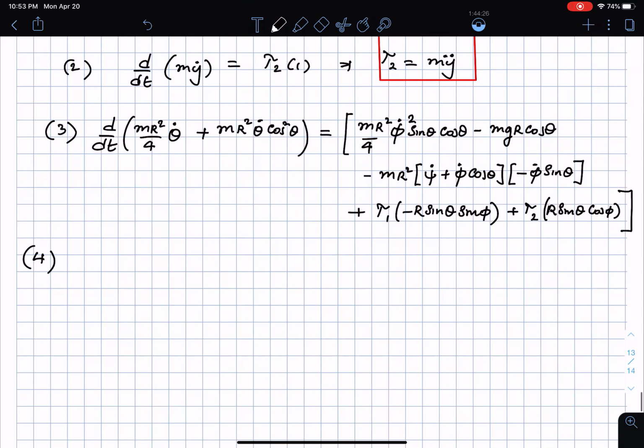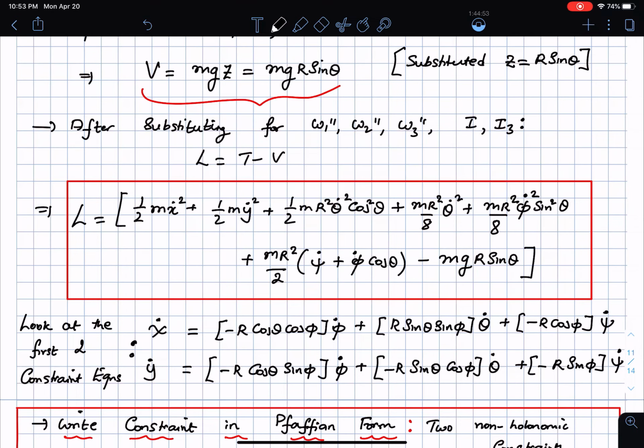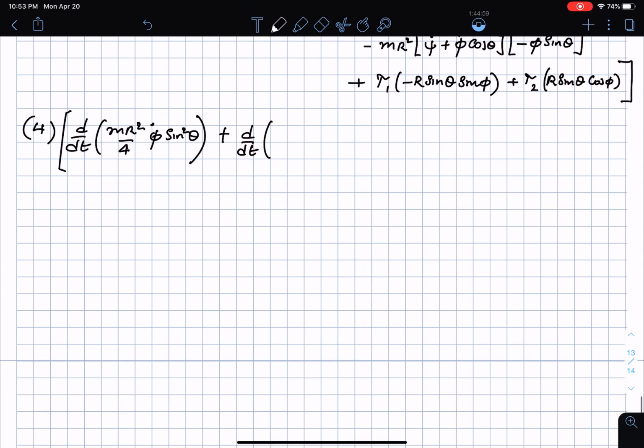And then the fourth one, that's going to be d by dt with respect to phi dot, so that's going to be mr square by 4 phi dot sine square theta from the Lagrangian. I'm skipping the details of that. Okay, and of course I'm going to have an extra term here. Okay, so plus d by dt. There are two terms in the Lagrangian containing phi dot. I just want to point that out. Okay, there is one term containing phi dot here, there is another term containing phi dot there. Okay, so that's something that I wanted to point out. And so if I go ahead and do that, that's going to be plus d by dt of mr square times psi dot plus phi dot cos theta.